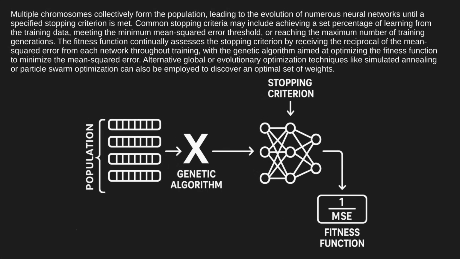Multiple chromosomes collectively form the population, leading to the evolution of numerous neural networks until a specified stopping criterion is met. Common stopping criteria may include achieving a set percentage of learning from the training data, meeting the minimum mean squared error threshold, or reaching the maximum number of training generations. The fitness function continually assesses the stopping criterion by receiving the reciprocal of the mean squared error from each network throughout training, with the genetic algorithm aimed at optimizing the fitness function to minimize the mean squared error. Alternative global or evolutionary optimization techniques like simulated annealing or particle swarm optimization can also be employed to discover an optimal set of weights.